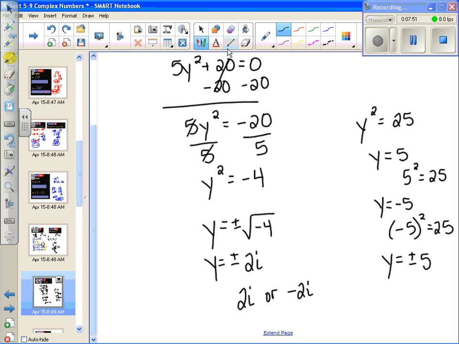So you solve the equation just like regular. When you square root, to undo squaring, we square root. So it's plus or minus, but remember, because it's a negative underneath the square root, we have an i. The square root of 4 is 2. So we get plus or minus 2i.